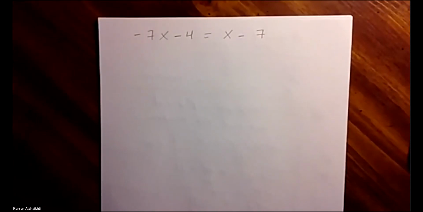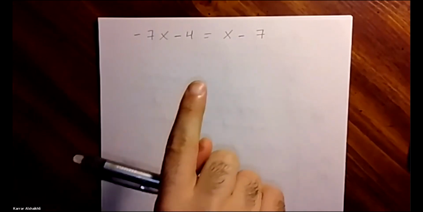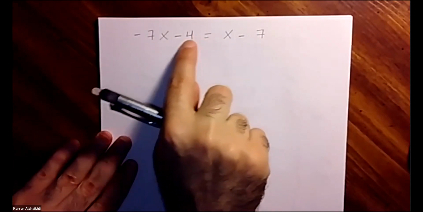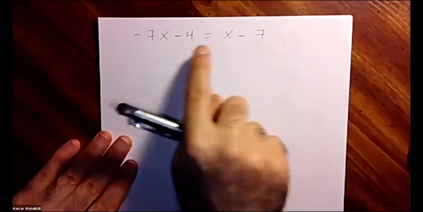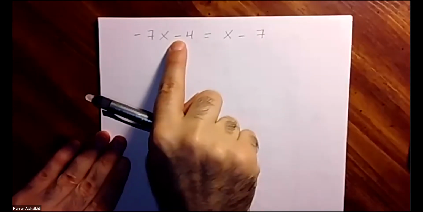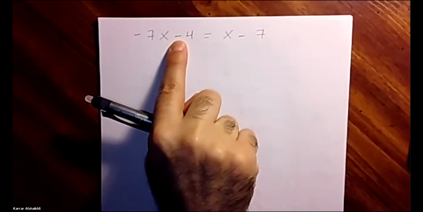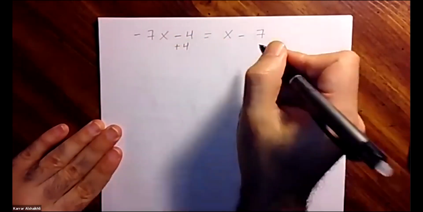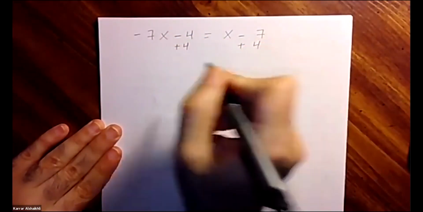So how are we going to solve this one? We're going to do exactly the same steps. Move the numbers. I'm going to look always to this side. I'm going to move the numbers by itself to the right side. So how am I going to move negative 4? We're going to add 4. So I'm going to add 4 here. I'm going to add 4 here.